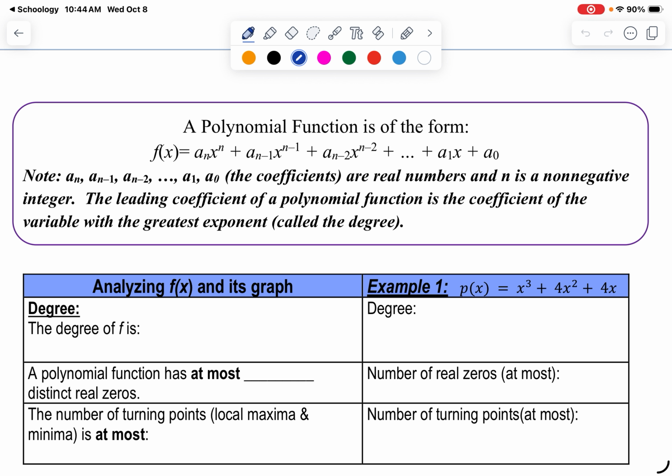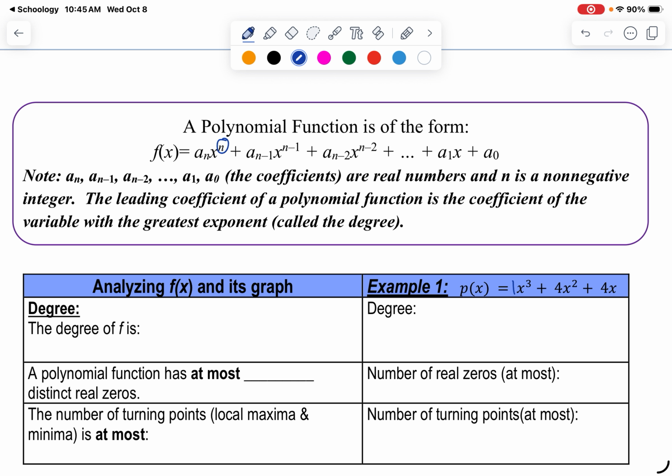But if you look at the note there, it's just saying a sub n, so whatever, I'm going to highlight what it's saying. Those are just coefficients, right? So just like the coefficients here are 1, 4, 4, those are just those numbers there. They're real numbers, they can't be imaginary, okay? And n is a non-negative integer. So if we go back to what n is, it's that exponent there, so n is right here, it can't be negative.